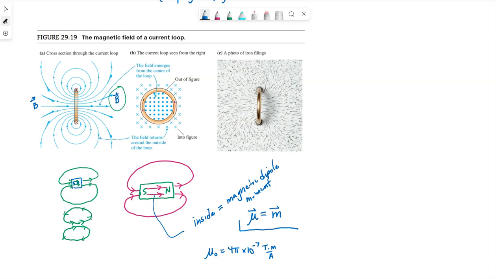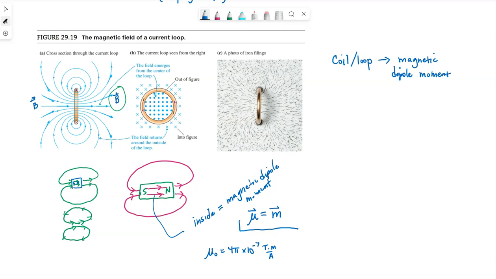So every permanent magnet is going to have its own unique mu, its own unique magnetic dipole moment. When we talk about it for the coil, though, the coil or loop is a magnetic dipole moment. So we can talk about it in terms of mu or M.